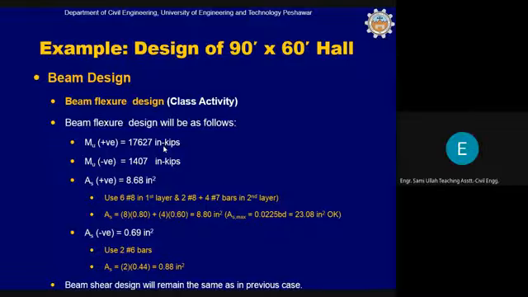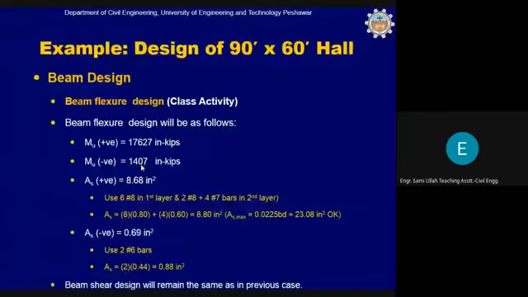Just the value of positive bending moment has changed from 19,000 to 17,000. So the reinforcement will slightly decrease. And the negative bending moment value 1407, which is at the connection of beam and column, is a new bending moment in this case. And you can design for this negative bending moment. If you do this yourself, finally you will find that positive bending moment requires 8.68 square inch reinforcement, and negative requires 0.69 square inch.